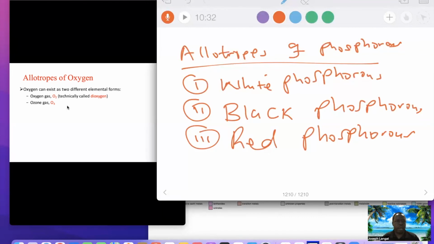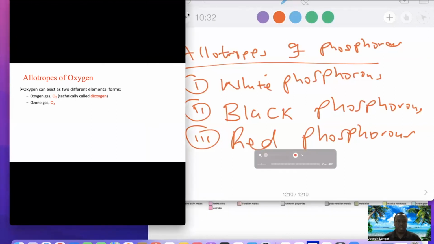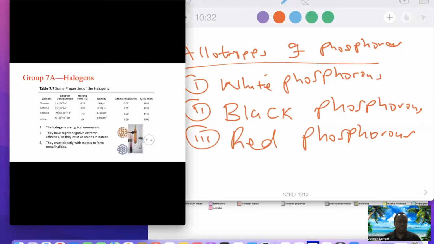Here are the allotropes of oxygen. So in group 6, oxygen has two allotropes. So there are two allotropes for that, for group 6. For group 7, they are colored. These are group 7.